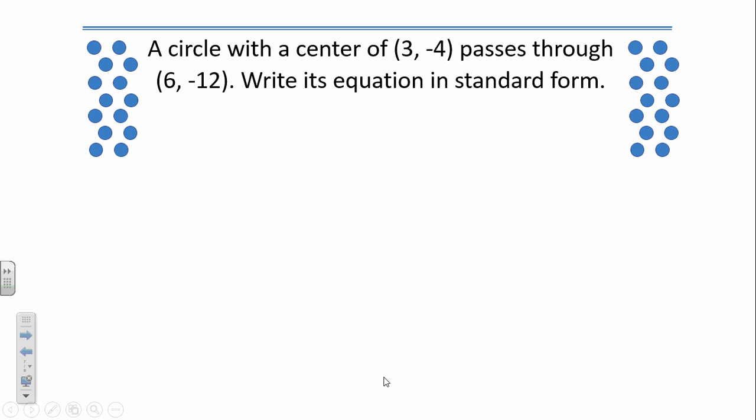All right, so here it comes a little more difficult. Because now we've got a center, and we have a point that's on the circle. And we're trying to figure out what's the equation of the circle. So what are we missing? The radius. How could we find the radius? Pythagorean theorem if we graphed it. Absolutely.